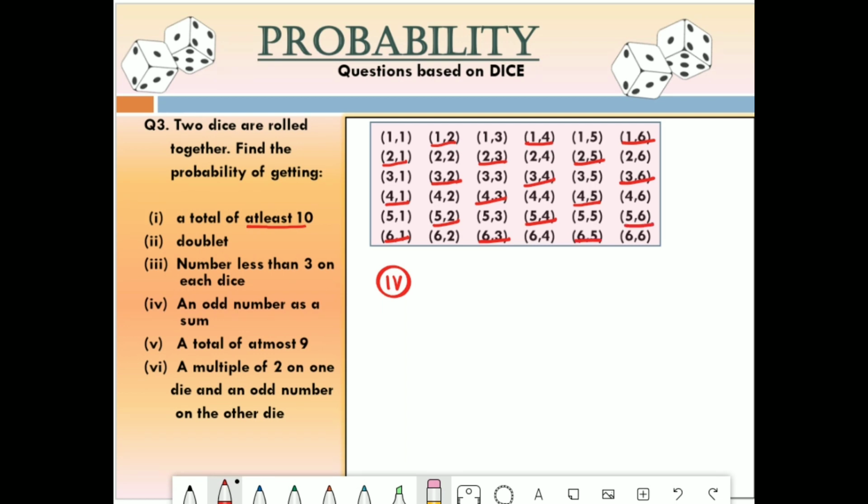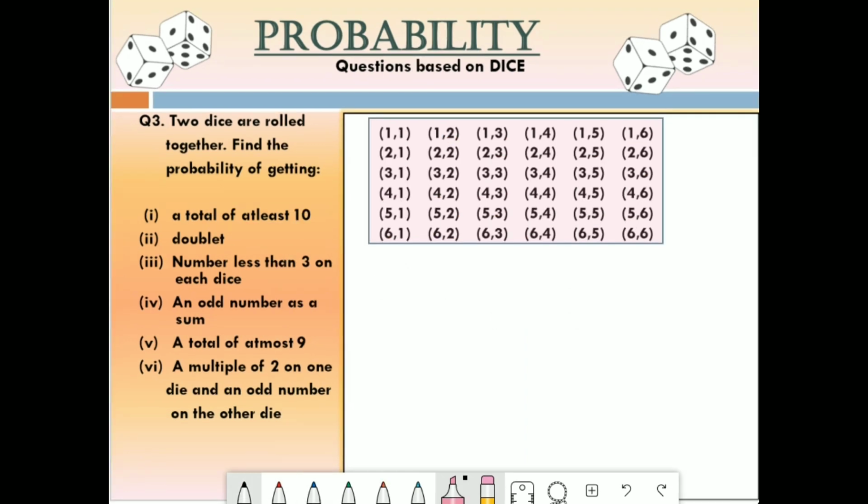So total number of favorable outcomes, let's count them, 1, 2, 3, 4, 5, 6, 7, 8, 9, 10, 11, 12, 13, 14, 15, 16, 17 and 18. So total number of favorable outcomes is equal to 18 divided by 36. And you have to simplify that. So our answer is 1 upon 2. Here I am not writing the formula, but in exam you have to mention formulas and everything.